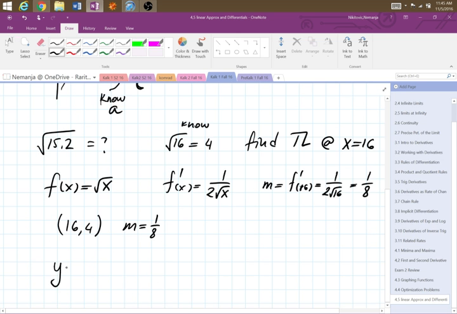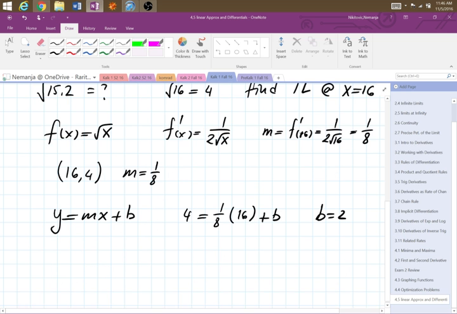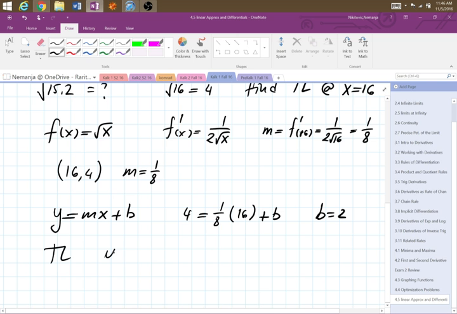y equals mx plus b. We have y, which is 4. We have slope, which is 1 over 8. We have x, which is 16, plus b. That's b is 2, right? So the tangent line is y equals 1 over 8 x plus 2. That's what the tangent line is.